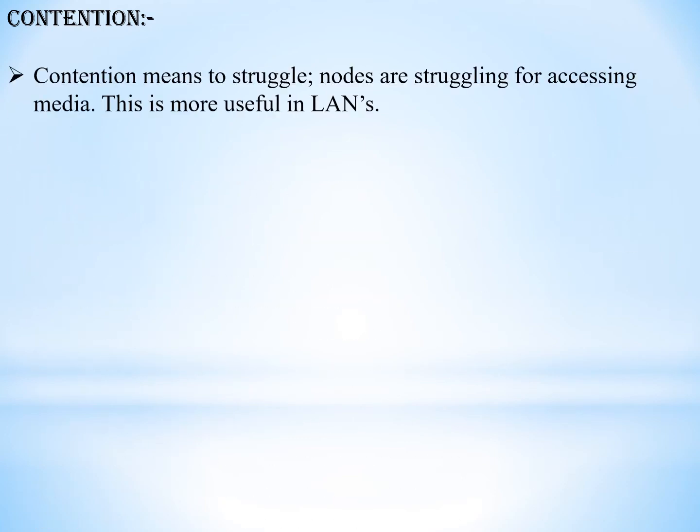In contention we have two types: carrier sensing and carrier detection. Contention is one of the most famous network access methods. Contention means to struggle. Nodes are struggling for accessing the media. This is more useful in LANs. So mostly in LANs, this contention method is used when the nodes are struggling to access the transmission media, over who is going to get it first.